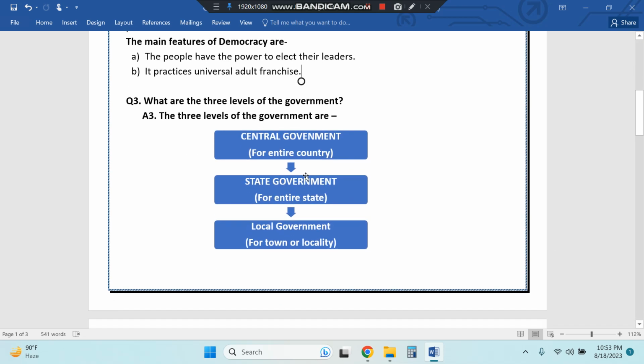What are the three levels of government? The levels of government are the central government, state government, and local government. Central government is responsible for the entire country. State government is responsible for the entire state. Local government has basically two parts. In urban areas, we call it municipality, and in rural areas, we call it panchayats. They are basically responsible for a certain locality or town.